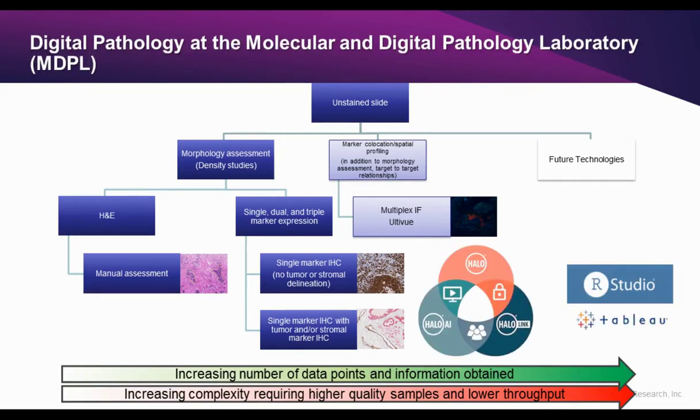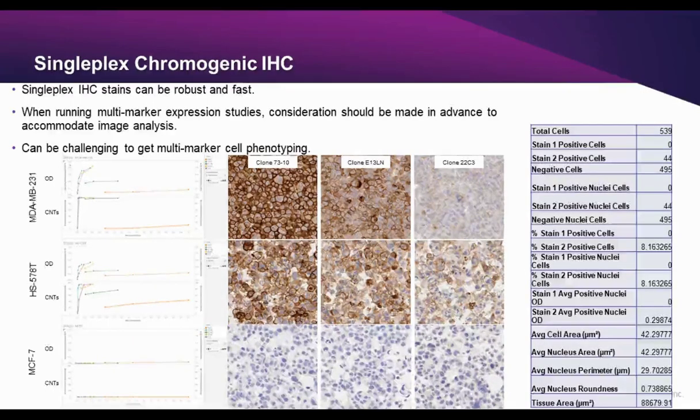Image analysis in our lab is supported by Halo, along with R and Tableau for data analysis. While the trend for data density and complexity moves towards multiplex IF and beyond, advances in deep learning and AI analysis promises to yield more data from all these technologies and is something we're exploring in future technologies.